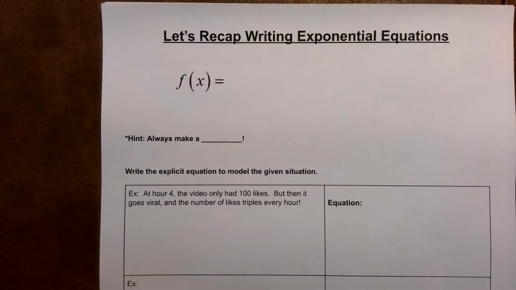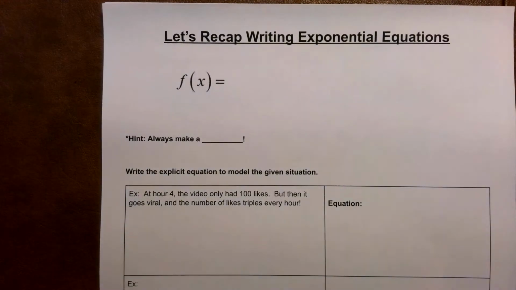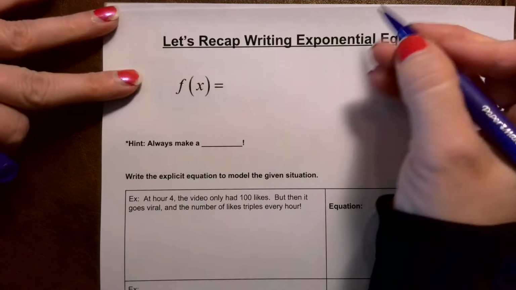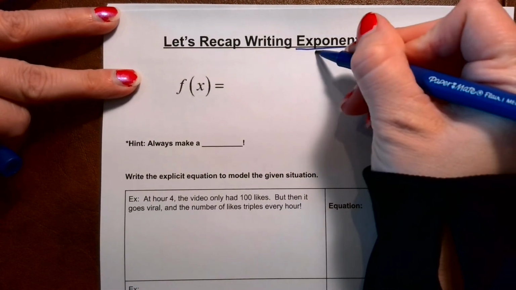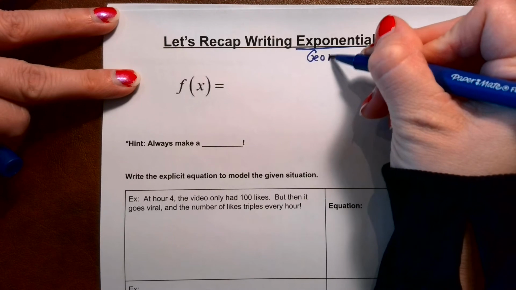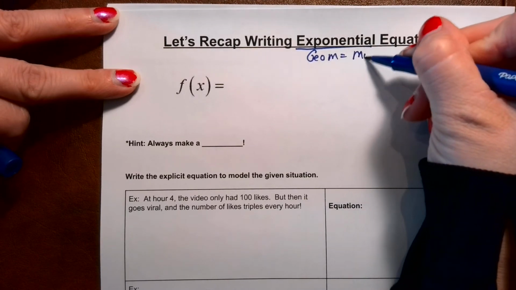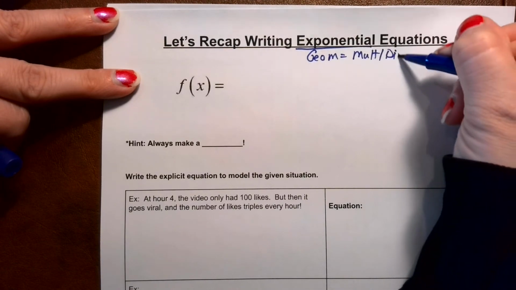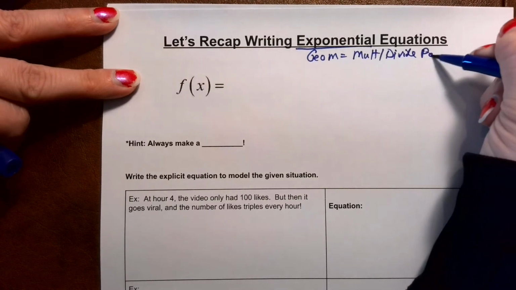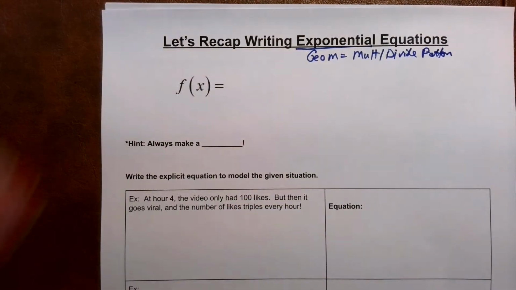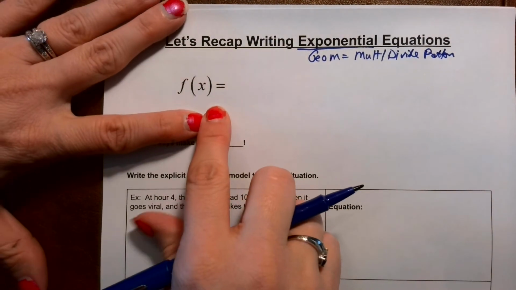Hi, Math 1. Let's recap writing exponential equations. So when it says exponential, these are the geometric ones, and this means that you're going to have a multiply or divide pattern. All right, so how does the equation look?